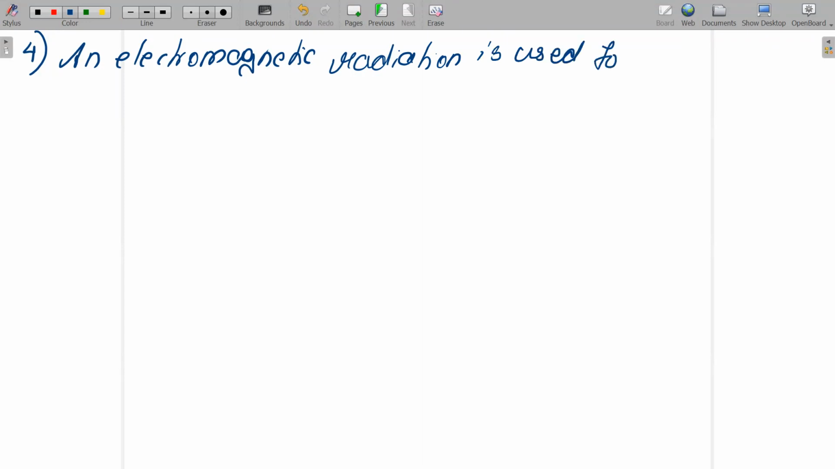Now, fourth question, right? An electromagnetic radiation is used for photography in fog. Now, first question, identify the radiation.